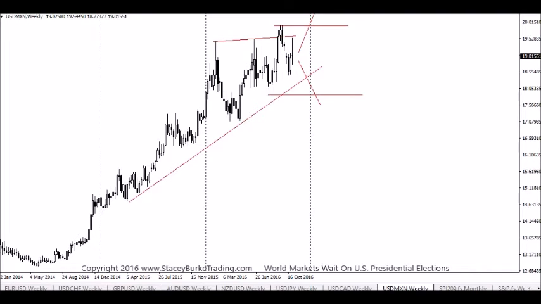And again, the election may provide us with some clarity and a break of one of these two levels to either continue that bull run of the US dollar, or see that roll over and possibly retest some of the previous lows from the last 12 months.